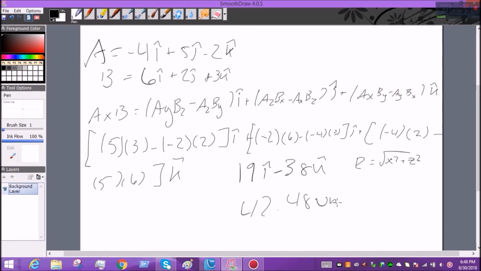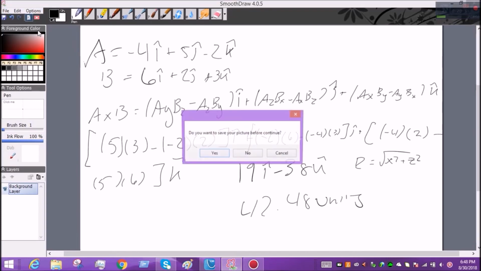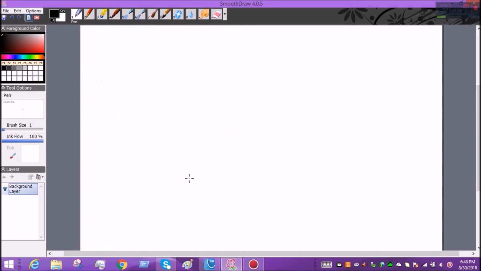42.48 units. Let me just make sure I have all my writing correct. Yep, that's good. Negative 2 times 6, negative 4, 2, and 5, 6. Okay, yeah, so if you work that out in your calculator, you should get the right answer. I just don't want to do it because I'm already running long on time and we need to get a couple more. I'll just say one more problem done. This will be the last one.